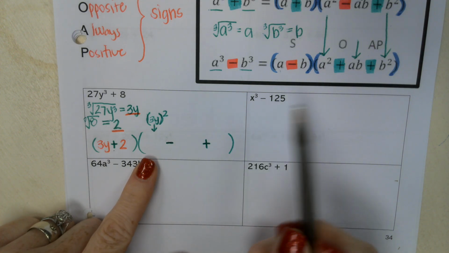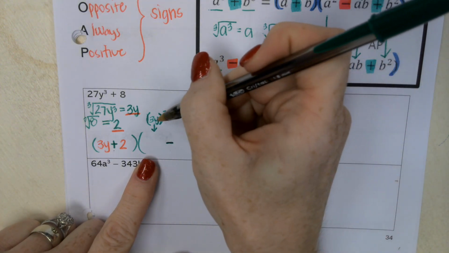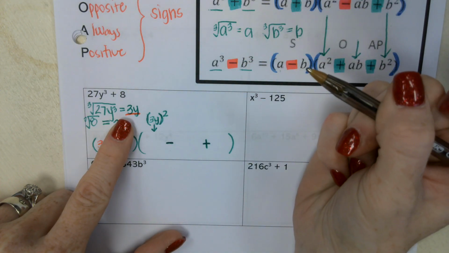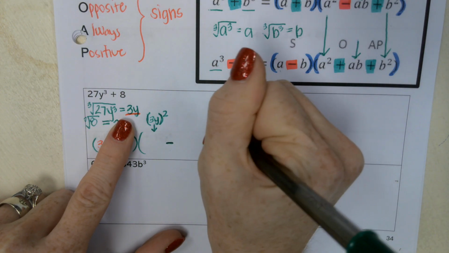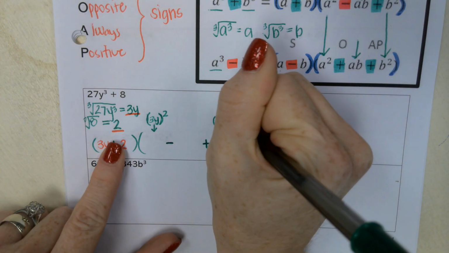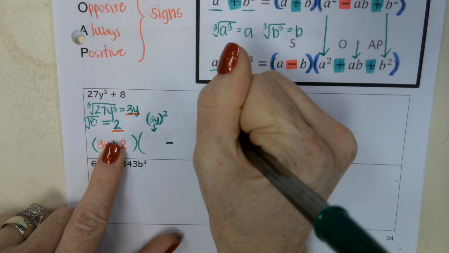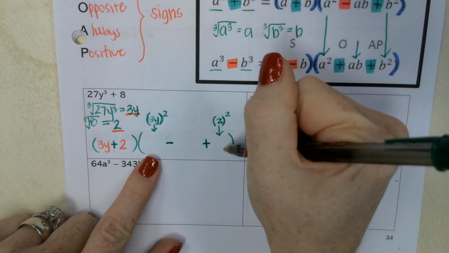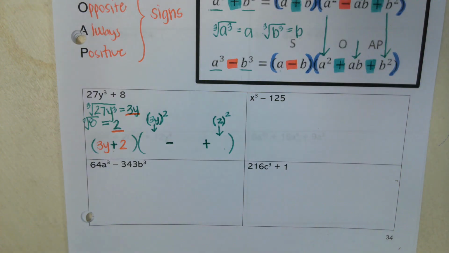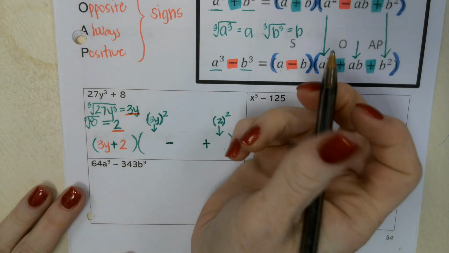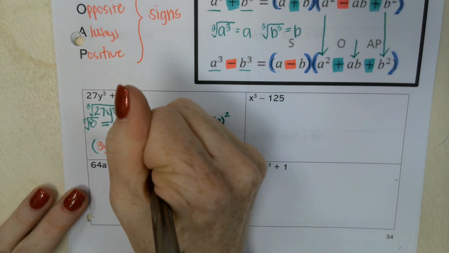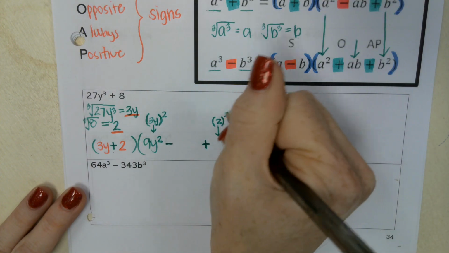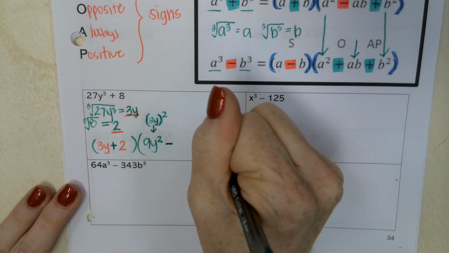In my back set of parentheses, I'm going to take what was in my first position and square it. Everything in the back gets squared, not cubed. What was in the last position is also going to be squared. It's going to go in the very, very back. So I'm separating them. The 3y squared gives me 9y squared. And what is 2 squared? 4.